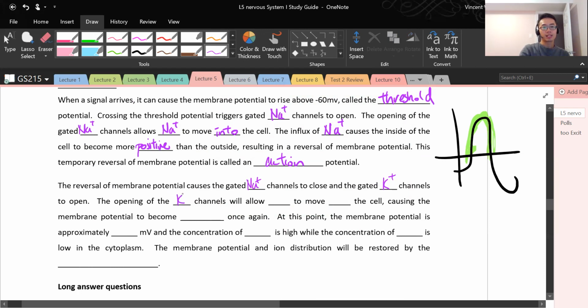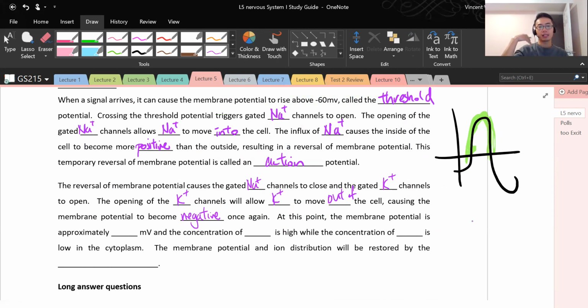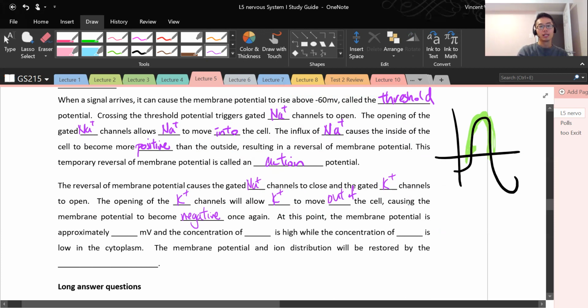The opening of the potassium channels will allow potassium to move out of the cell, causing the membrane potential to become negative once again. So that's responsible for the repolarization phase. And because there are 2 driving forces to push this potassium out, the concentration gradient and the electrostatic repulsion, you're going to end up way more negative than you should be. And it's going to go all the way to minus 90.